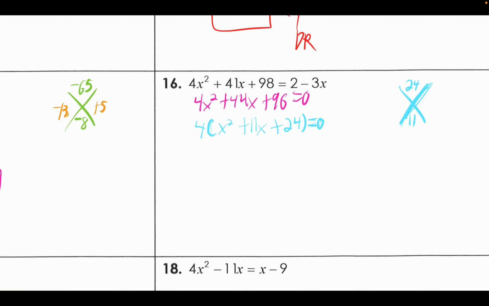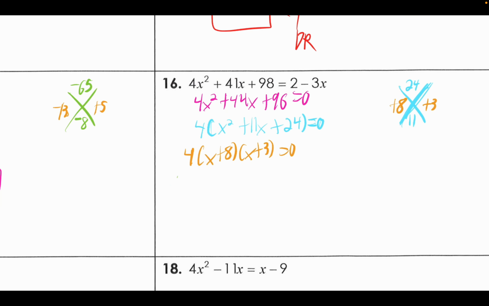So instead we have positive 8, positive 3, or positive 3, positive 8. The order doesn't matter. We can use the shortcut, thankfully, because it's a 1x squared, which is quite convenient. So we have 4 times the quantity of x plus 8 times the quantity of x plus 3 equals 0.